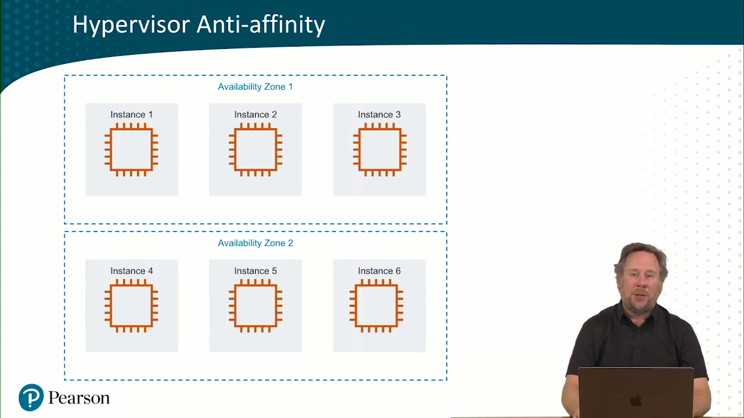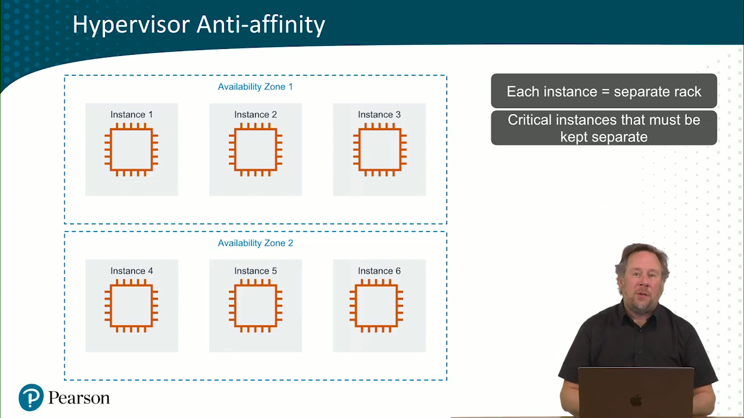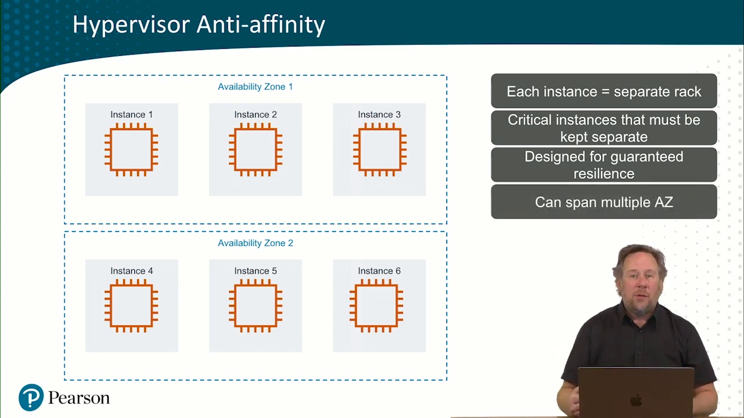We can go the opposite direction and prioritize hypervisor anti-affinity. So rather than everything being clumped as close together as possible, each resource would be at the very least in a separate rack, if not separate data centers or even regions. This would be for critical instances that must be kept separate from each other and exhibit the highest availability that they can, without an outage that affects one affecting more than one. This is designed around the idea of guaranteed resilience, and, as I said, this could span multiple availability zones or even regions.